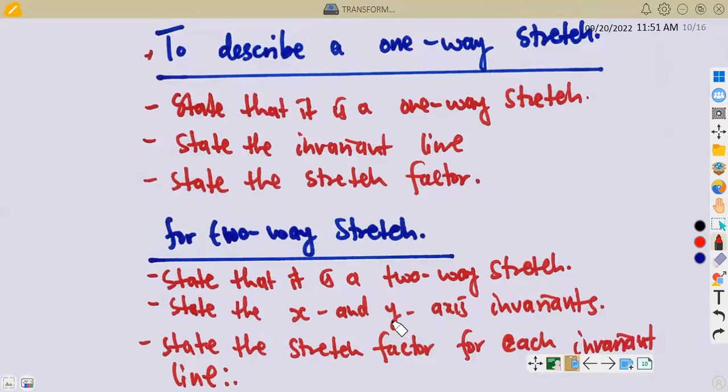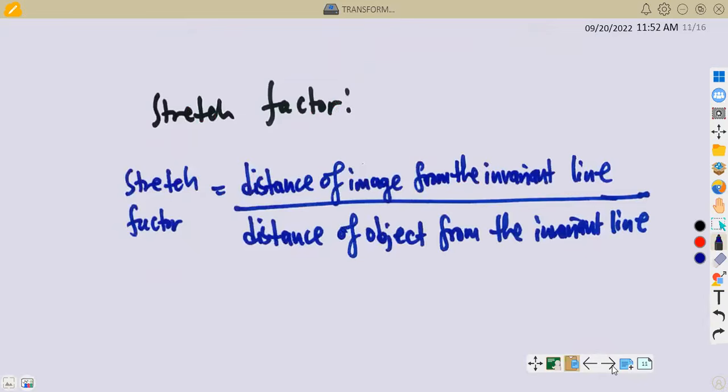So you see, there are a lot of things that you're going to have. To write this is 1 mark, this one is 1 mark, this one is 1 mark, this one is 1 mark, this one is 1. So this question requires about 5 marks alone. It's a lot of marks that you can have under a two-way stretch. So mostly they ask you to draw the image using the matrix. But if you are to describe, these are the things that you're going to have. So it's a combination of both invariant lines, okay?